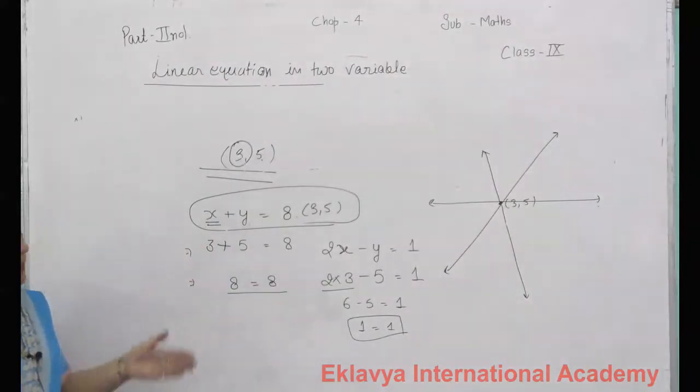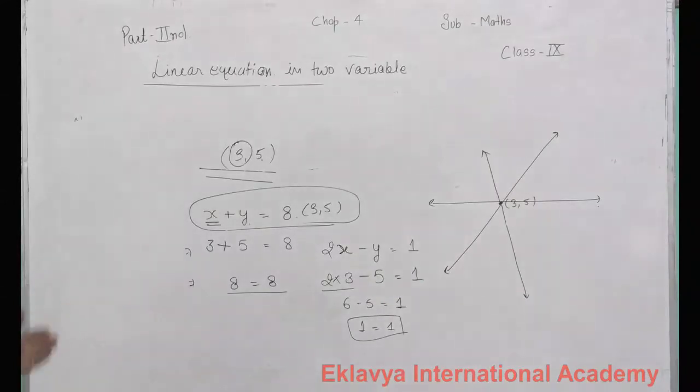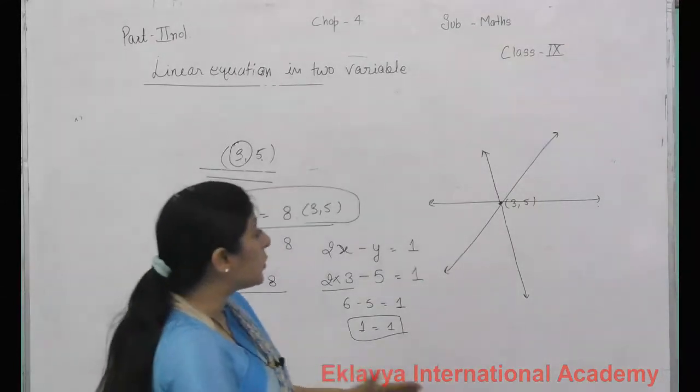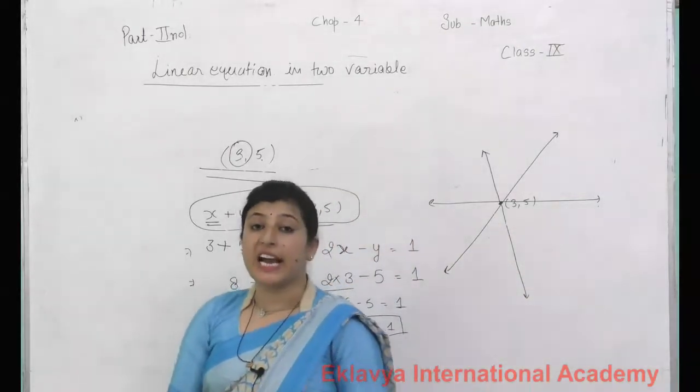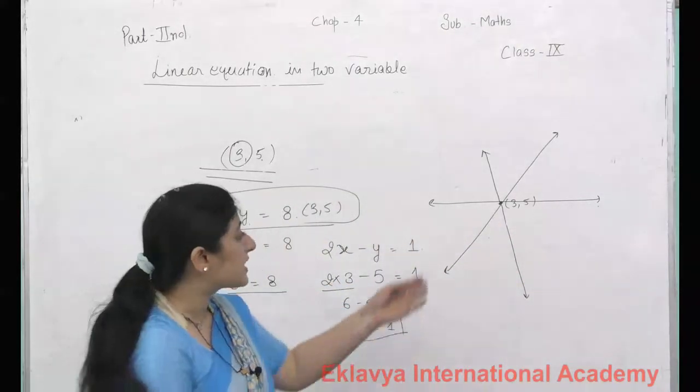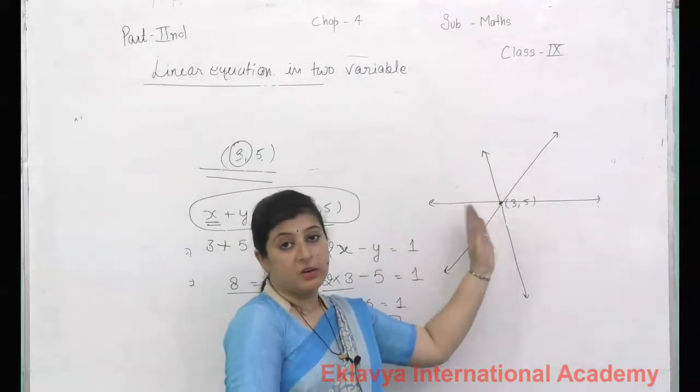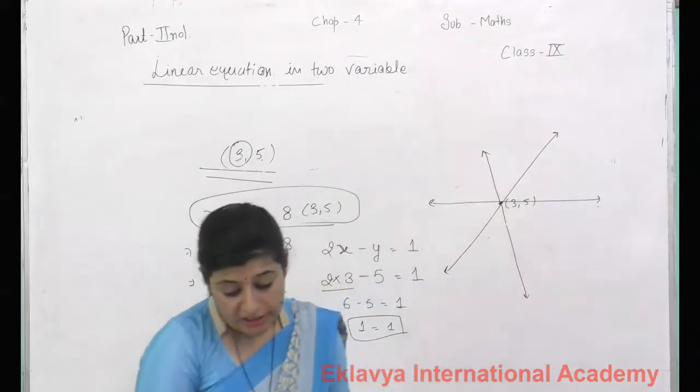It means, how many equations, how many lines can pass through this given point? We can say infinitely many lines can pass through this given point. Okay, now you can solve your question.